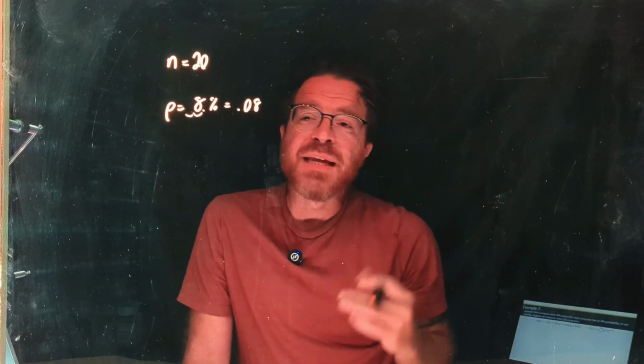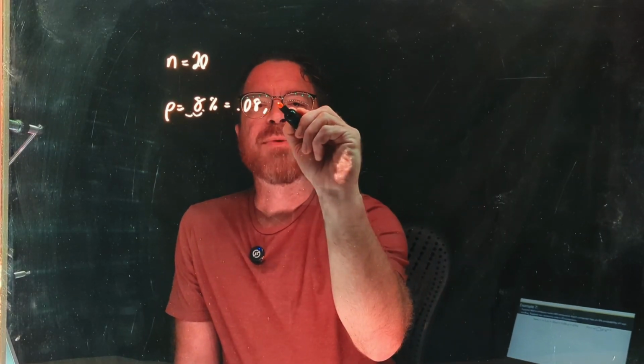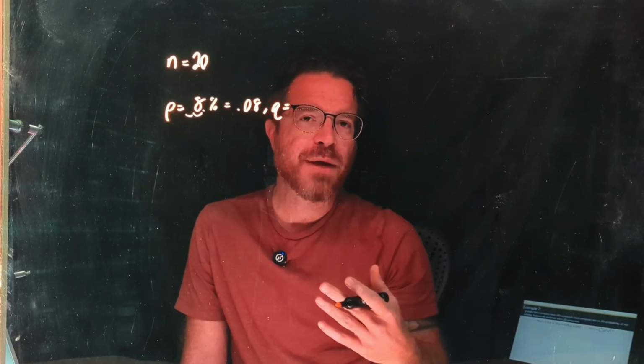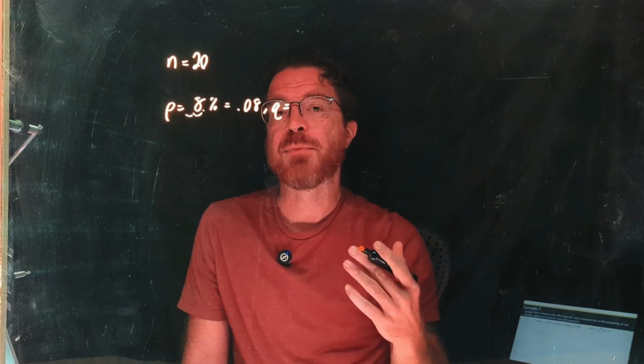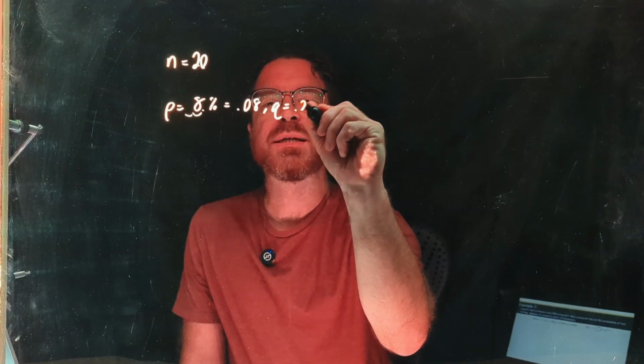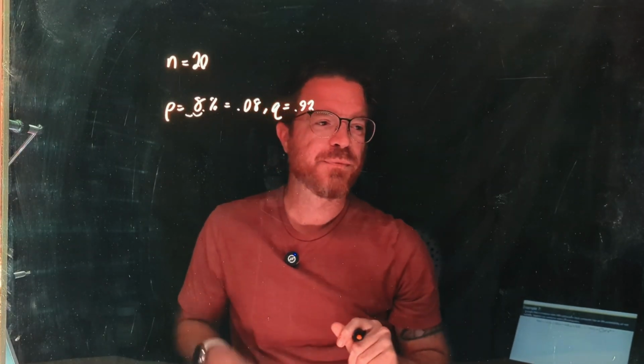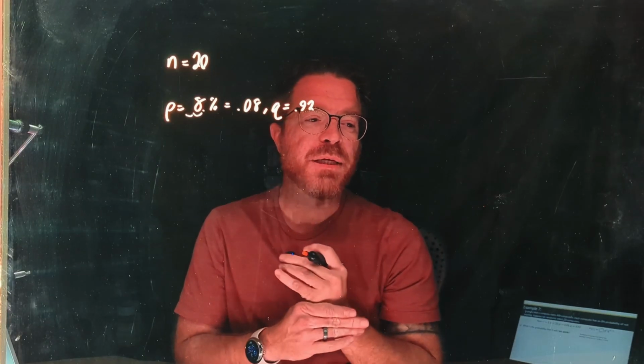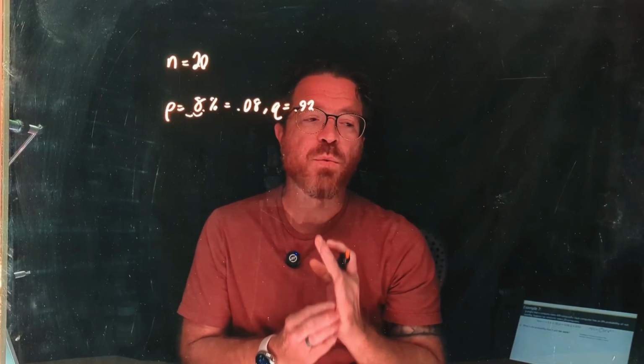So now I'm just going to quickly write down my probability of failure while we're here. My probability of success is 0.08. 1 minus 0.08 gives me my probability of failure of 0.92. Now let's actually do some calculations for this. What is the probability that 5 will not work?